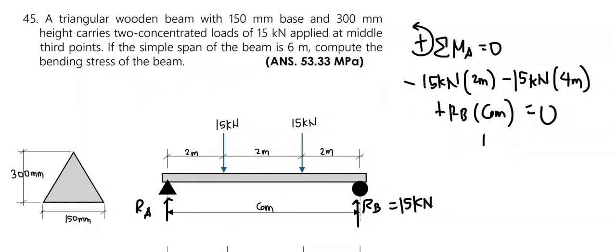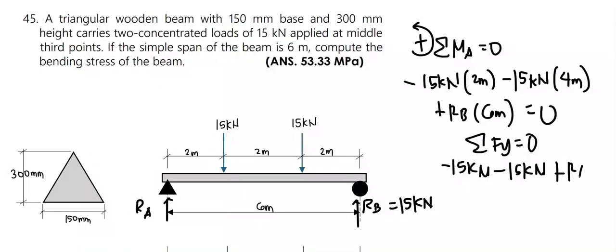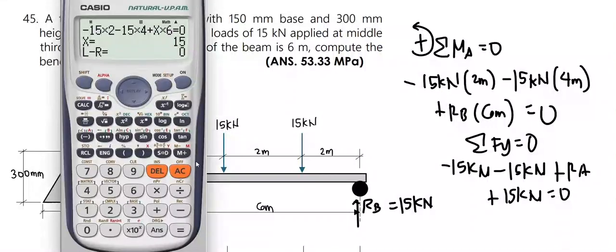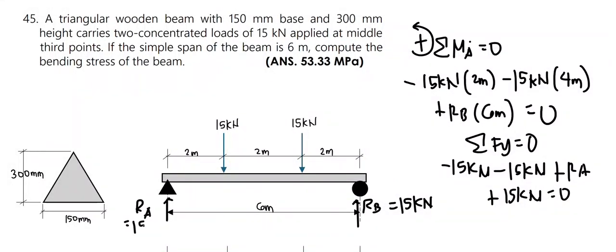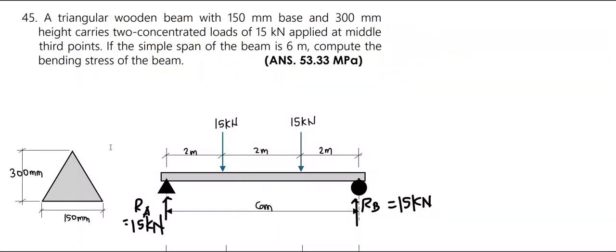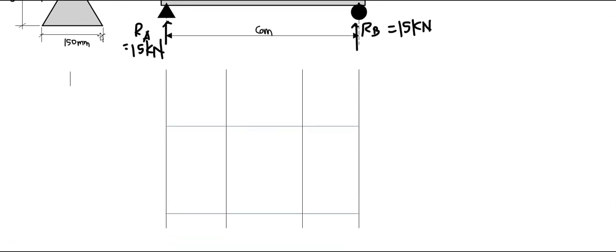And to solve for the reaction at A, we take summation force vertical equal to 0. We have negative 15 kilonewtons plus minus another 15 kilonewtons plus the reaction at A plus the reaction at B equal to 0. So we have negative 15 minus 15 plus the reaction at A plus 15 kilonewtons equal to 0. We get the reaction at A equal to 15 kilonewtons. Or you can notice this by symmetry. Now that we have our reactions at the support, we can now proceed solving for the maximum moment by constructing a shear and moment diagram.